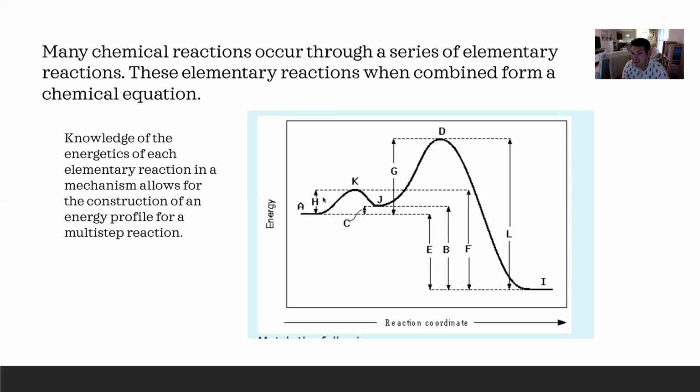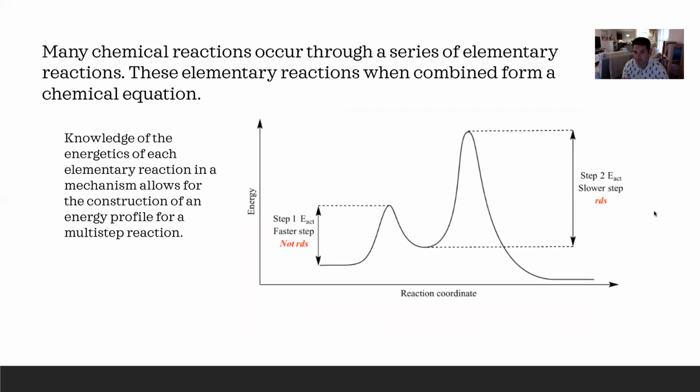It's that distance, not that high. The activation energy for the second step is from J to D. All right, so it's not from the initial reactants, it's from where the intermediates start, but it's a much higher distance. So I know that the rate determining step is the second step in this mechanism based on its profile.